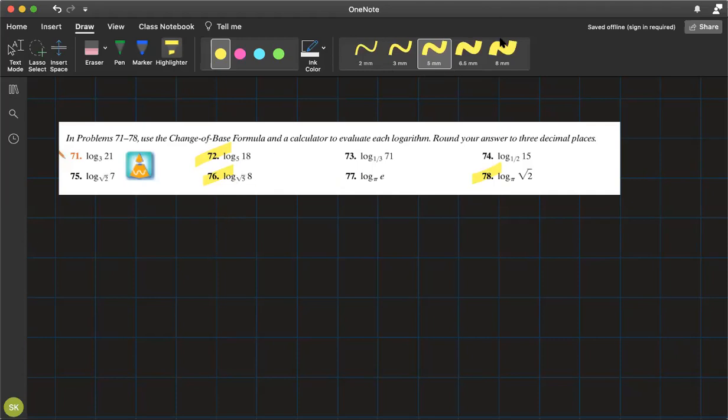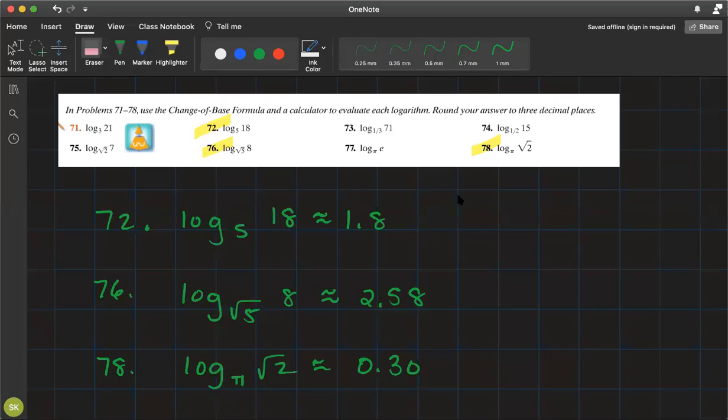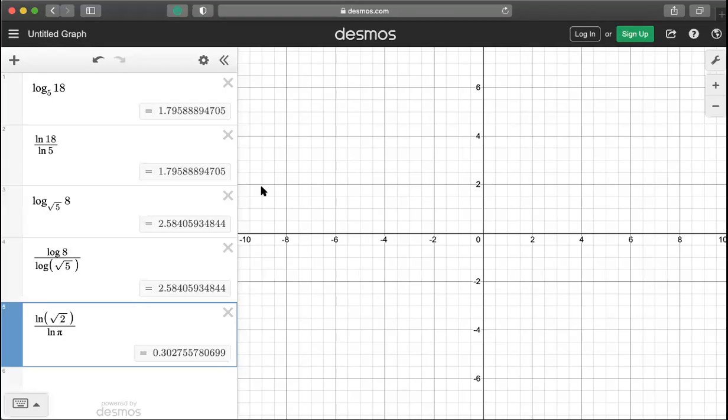Okay, here are my answers for these problems. I got log base 5 of 18 is 1.8, log base square root 5 of 8 is 2.58, and log base pi of square root of 2 is 0.3. I'm going to show you what I did in my calculator. So let me switch over.